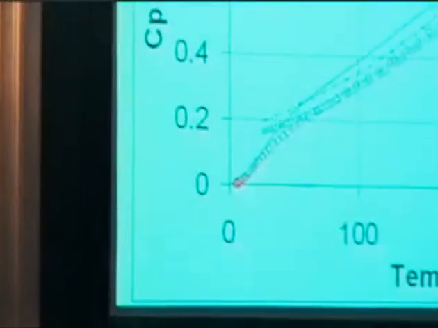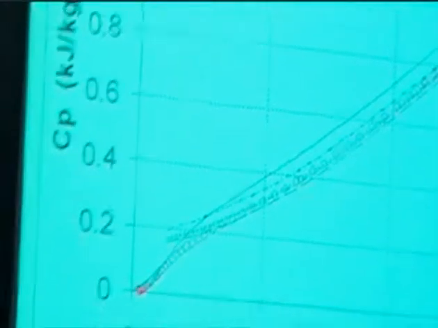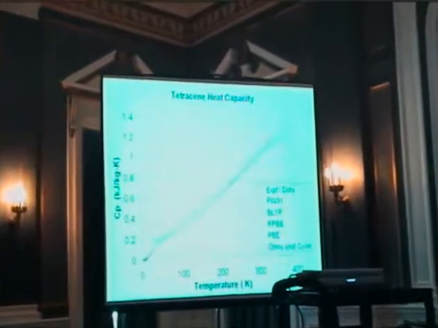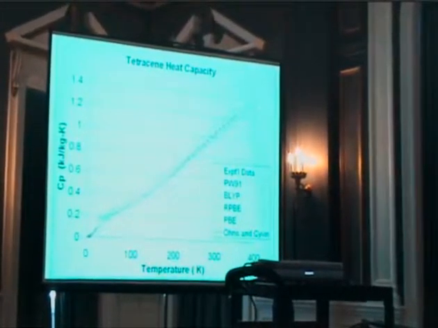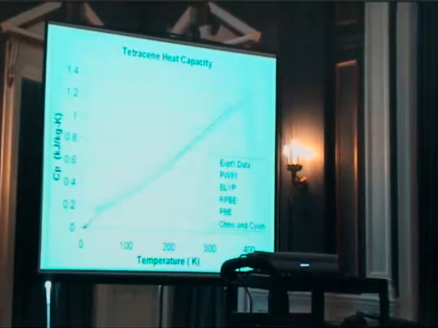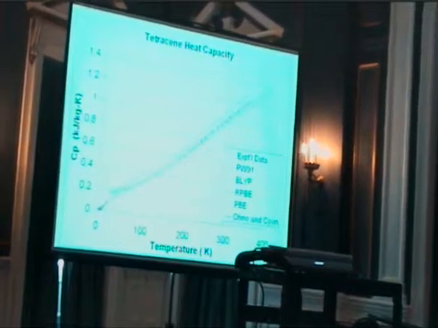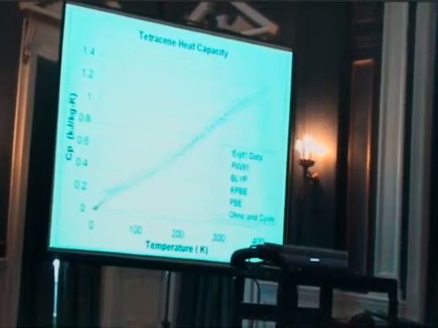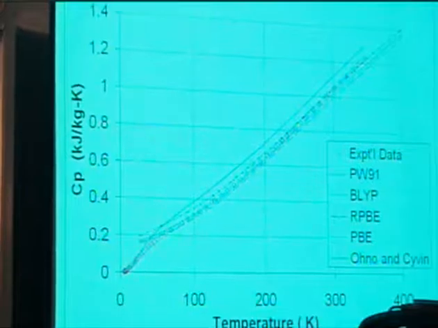So what I've plotted out here is our calculated versus experimental data for the heat capacity for tetracene. Again, I've got on the y-axis my heat capacities, and on the x-axis I have my temperature. The red triangles here are experimental data. The solid line here is previously reported heat capacity data based on calculations. And the dashed lines all throughout here are our calculated heat capacities based on several different exchange correlation functionals within DFT. So what you can see is, firstly, the ability to predict heat capacity is fairly insensitive to which exchange correlation functional you use. And again, if you use this rigorous approach, you get fairly good agreement between predicted and experimental heat capacities.